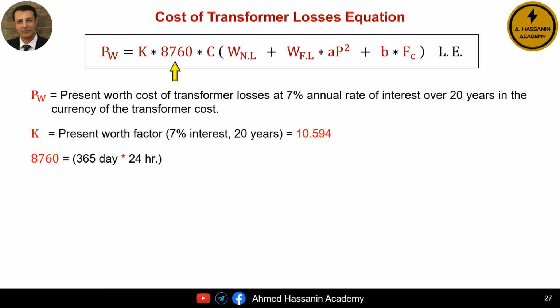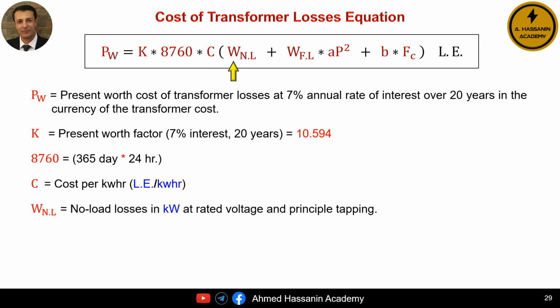And of course, we all know that electrical energy consumption is measured in kilowatt hours, meaning per hour. That's why we multiply 365 days by 24 hours, which equals 8,760 hours in a single year. However, as for C, it is the cost or price of 1 kilowatt hour.